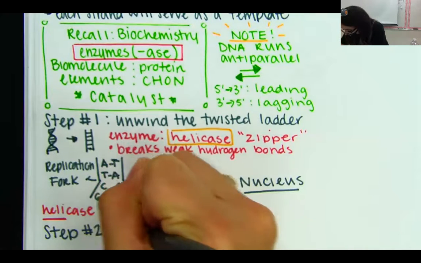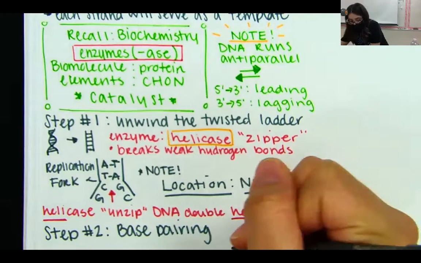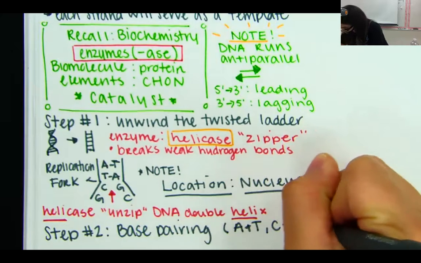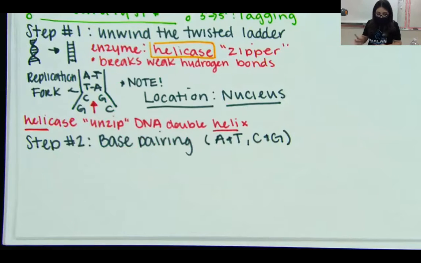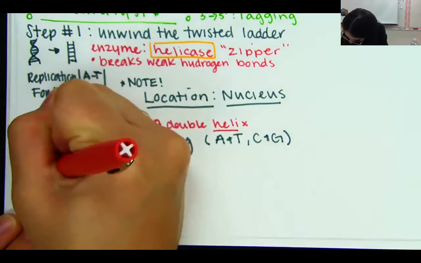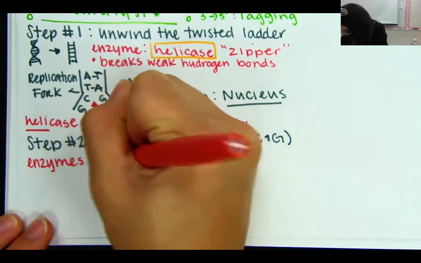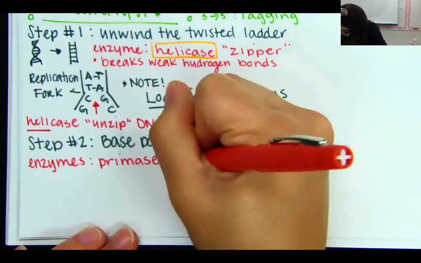Here we're going to be focusing on the base pairs, and you already know that your base pairs are apple, tree, car, garage. A goes with T, C goes with G. The enzymes. First, what we're going to discuss is primase. This guy's literally the primer.